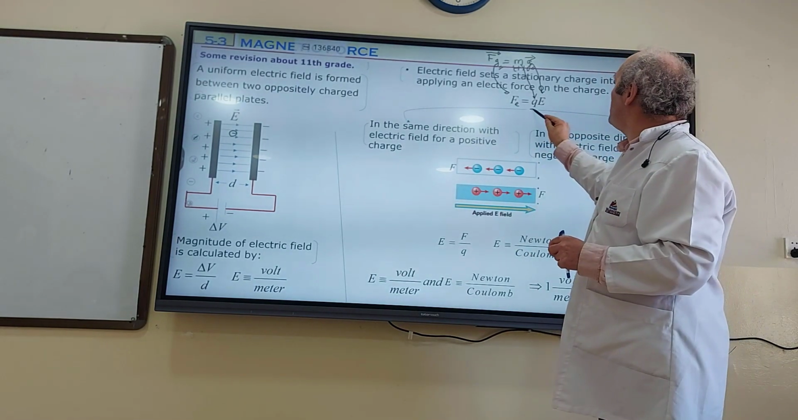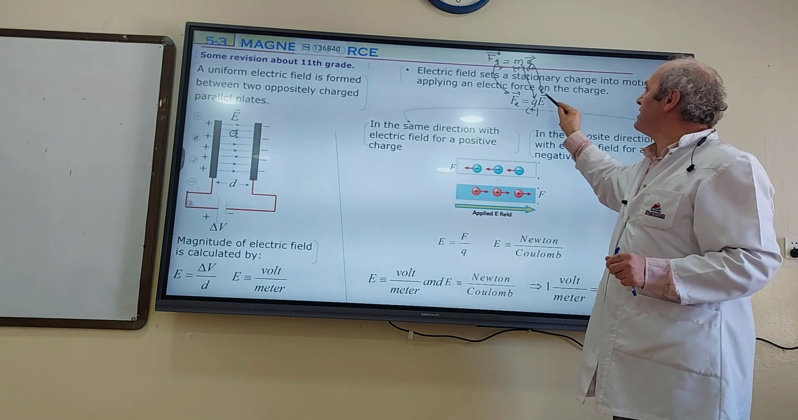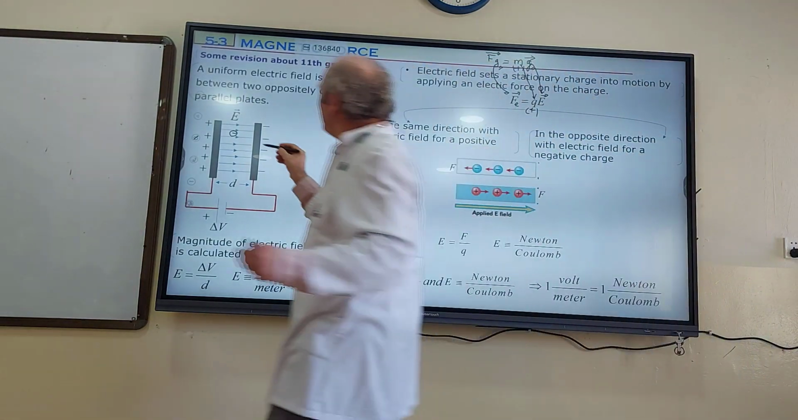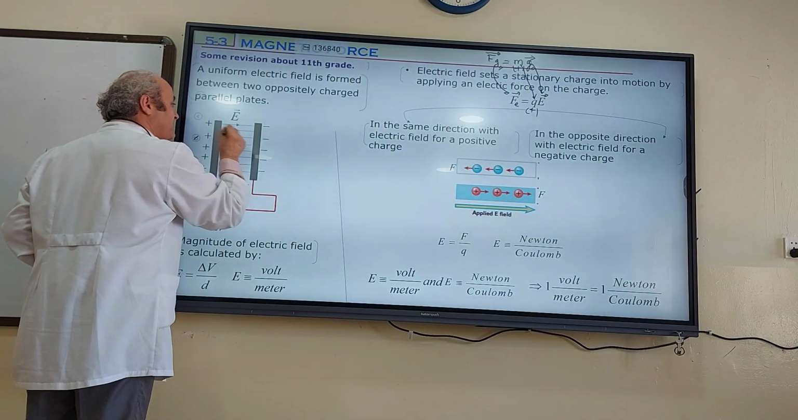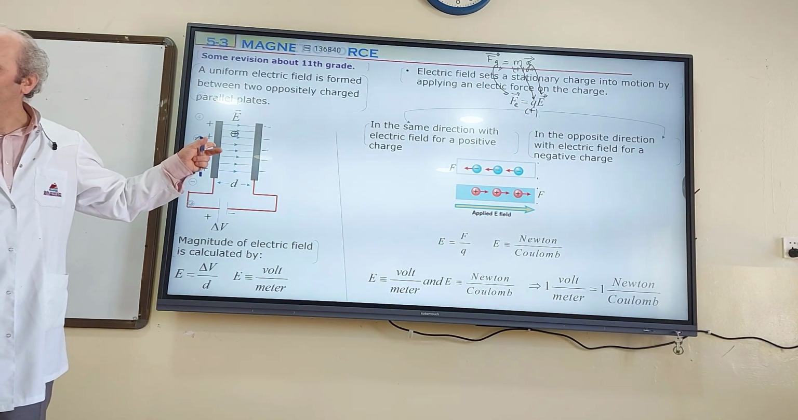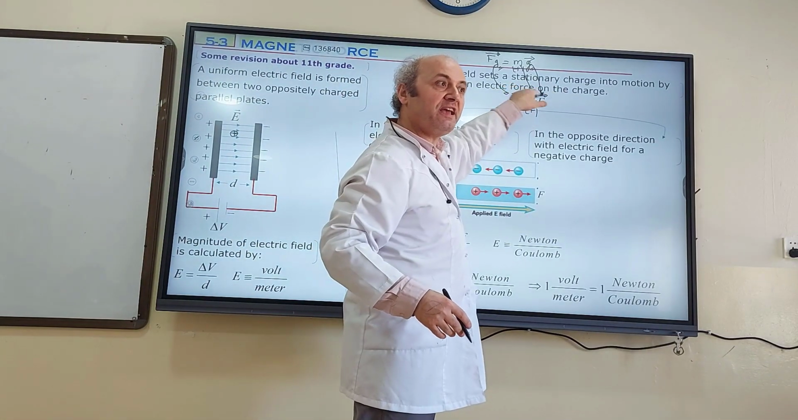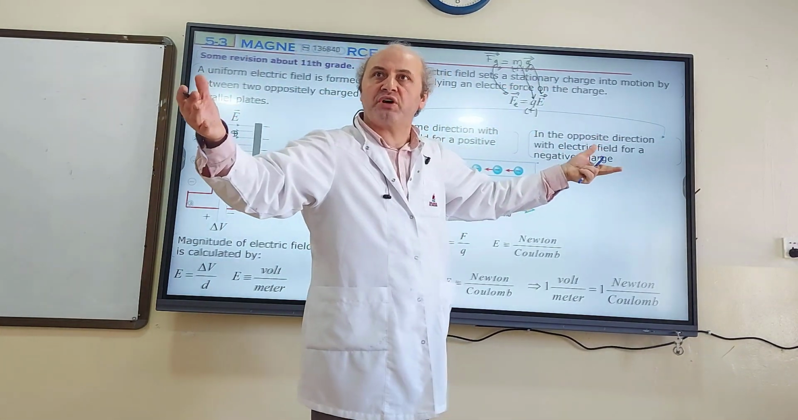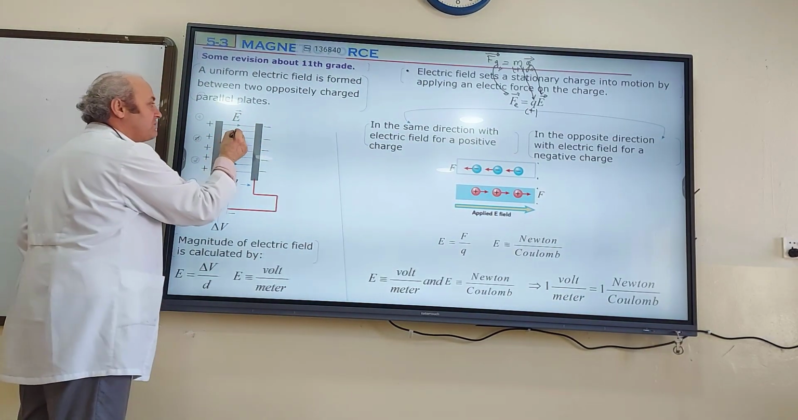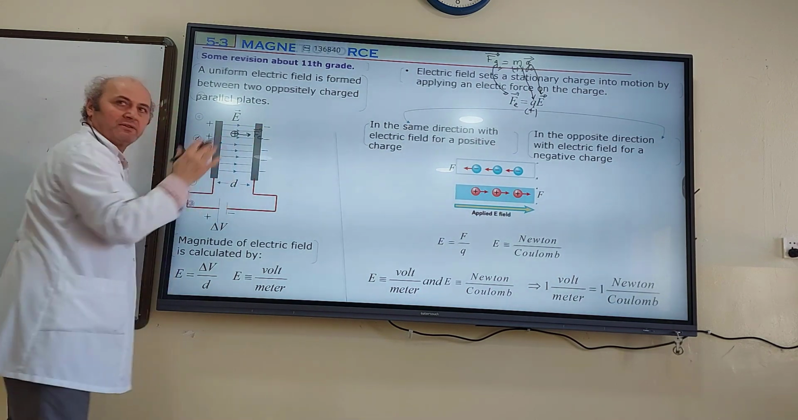If this charge is positive, can you say that Fe and E are in the same direction, just like Fg and g? Yes. If you put a positive charge inside this electric field, a force will act on this charge in the same direction as the electric field. Yani, Fe and E are going to be in the same direction. So what is the direction of the electric field in here? From left to right. So that's why electric force will act on this charge from left to right.